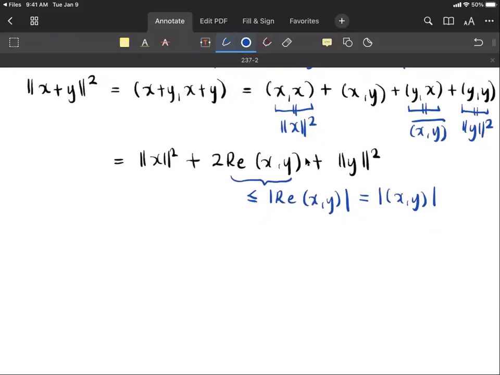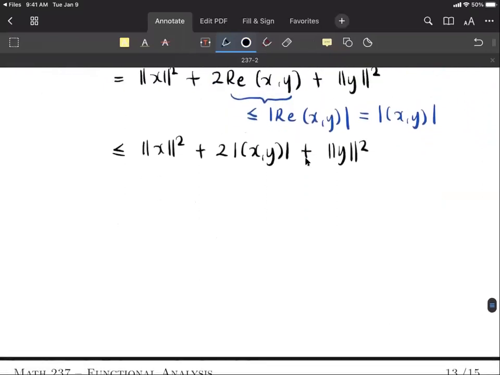So we have the following estimate. This is now less than or equal to the norm squared of x plus 2 times the magnitude of the inner product plus the norm of y squared. Okay.